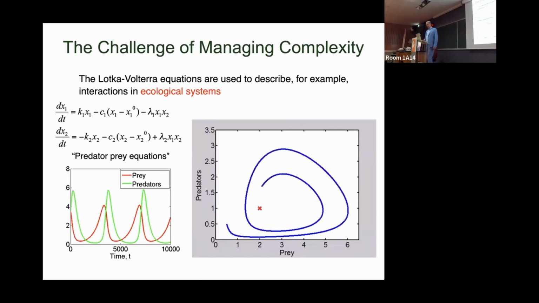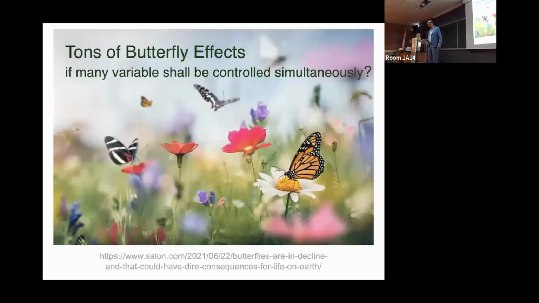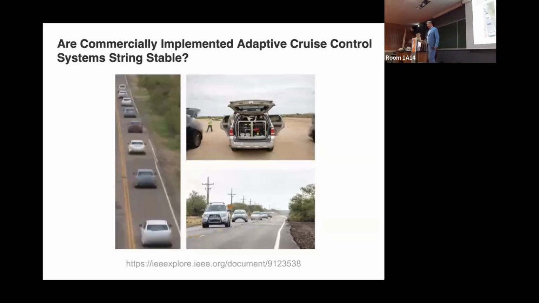Well, most likely, that's my expectation, at least, you get tons of butterfly effects. And here's an example. We have been seeing work on autonomous cars for a long time, and recently, people are starting to question those systems. So are those adaptive cruise control systems string stable, or do they produce congestion?